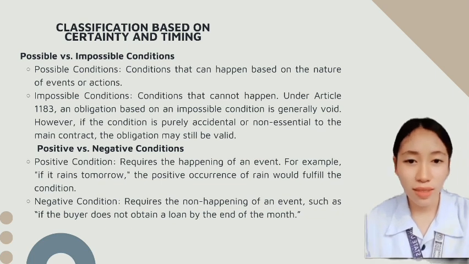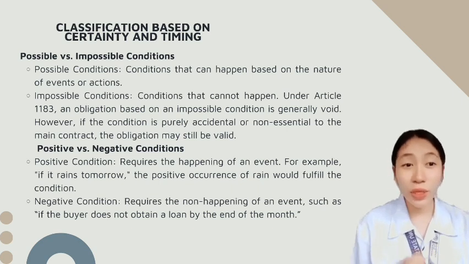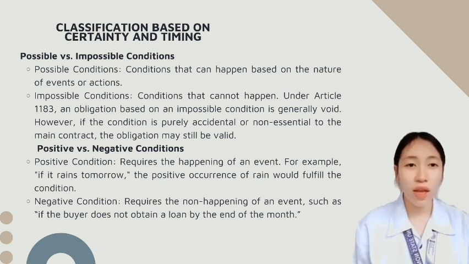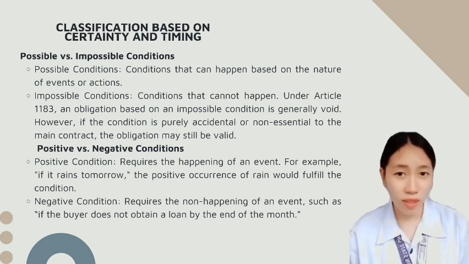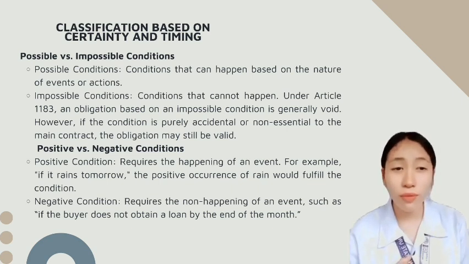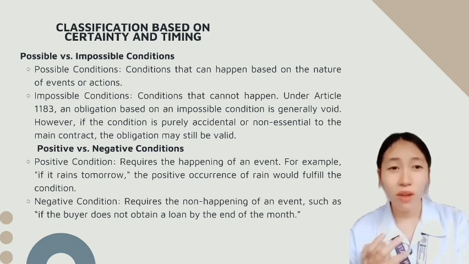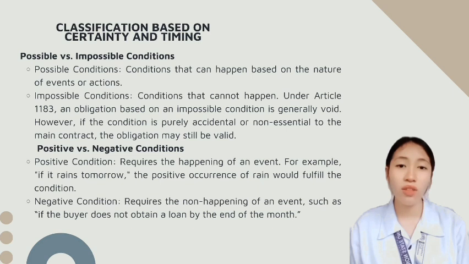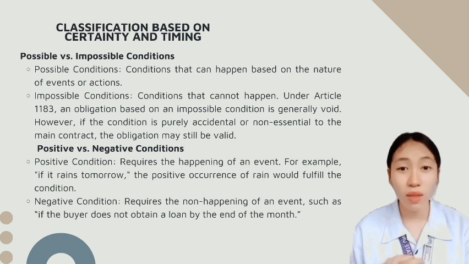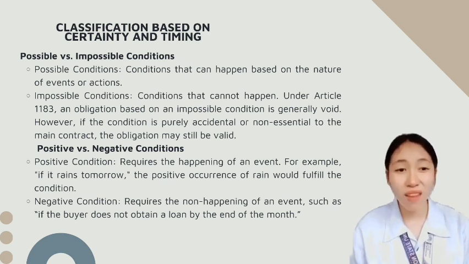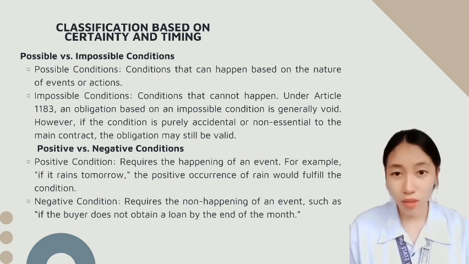So, for example, of impossible condition: if a human can live without oxygen for a year, they will inherit the property. Why? This is impossible because humans biologically require oxygen to survive. Since no one can fulfill this condition, the contract or agreement tied to it becomes void from the start. In legal principles in contract law, Article 1183 in some legal systems, if an obligation depends on an impossible condition, the obligation itself does not take effect. So that was an example of impossible condition.